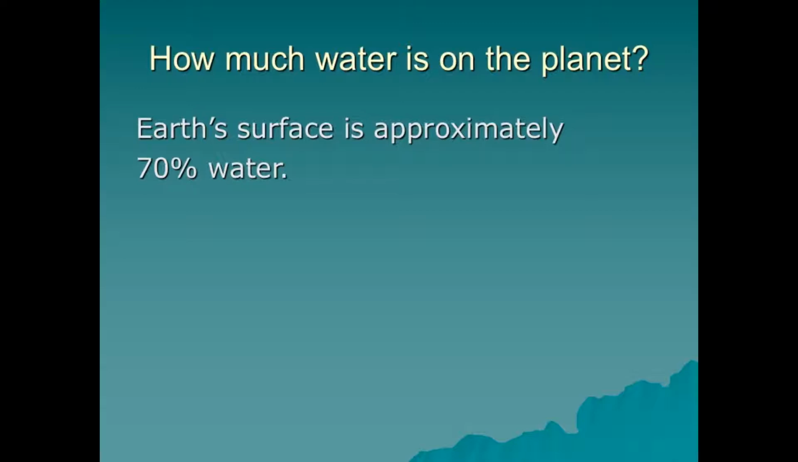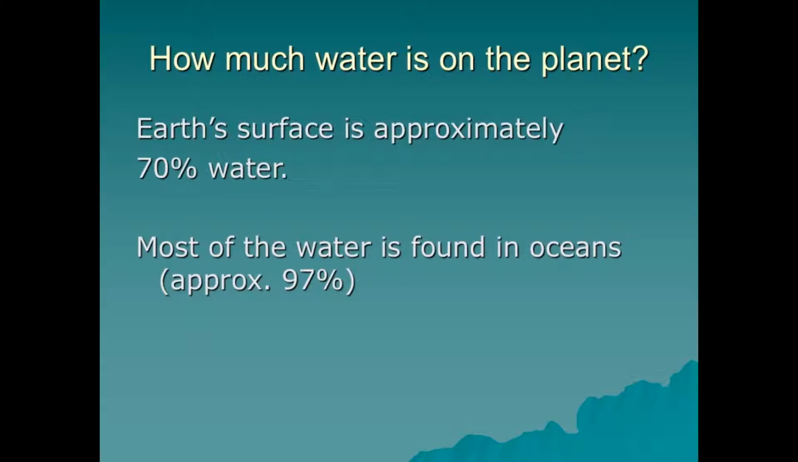Okay, of that amount of water, most of it is in the ocean. Approximately 97% of the water on our planet is found in the ocean. That's a pretty big chunk. That means there's only 3% left. 3% of the water could possibly be fresh water. 97% of it is salt water.